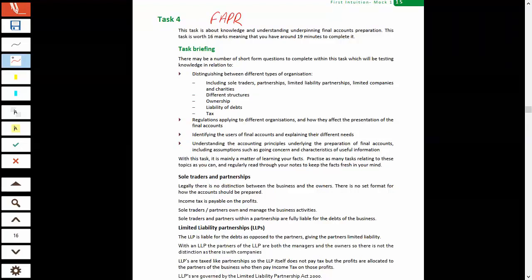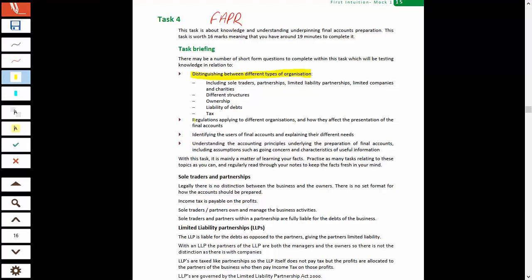So basically it says here, there might be a number of short form questions which test knowledge in a lot of different areas. Again, I won't run through them all specifically, but we've got distinguishing different types of organizations. So again, what's the difference between a sole trader and a partnership? What's the difference between a charity and an LLP? Different types of ownership, structures, tax, just general tidbits that you've seen as you've been going through your studies.